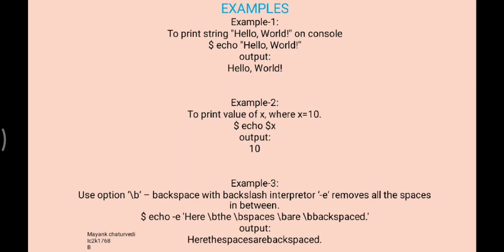Example 3: here we will use backslash b, which acts as backspace, along with the backslash interpreter -e, which will remove all the spaces in between. So here is the command: $echo -e, in inverted commas, backslash b, a space, backslash b, spaces, and so on. So in the output, all the spaces will be removed.